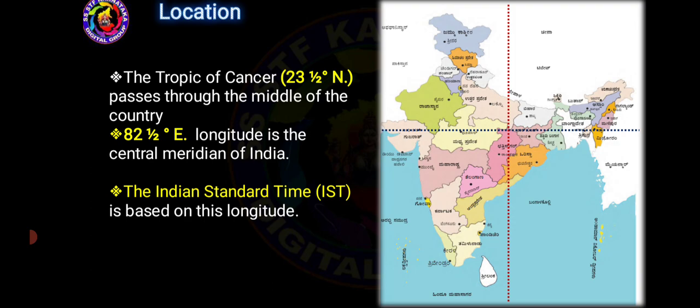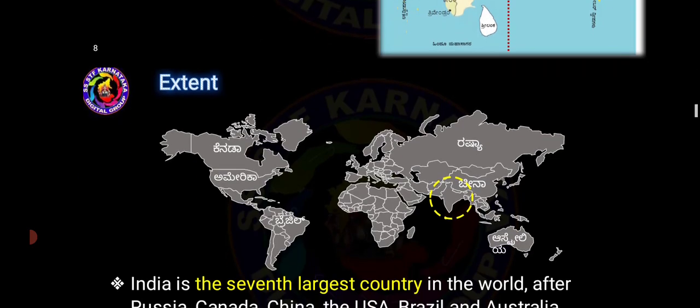82.5 degree east longitude is the central meridian of India. That particular longitude passes through India, through Allahabad. From there only our Indian Standard Time is determined. So the Indian Standard Time is based on this longitude. So 23.5 degree north latitude and 82.5 degree east longitude you should remember.